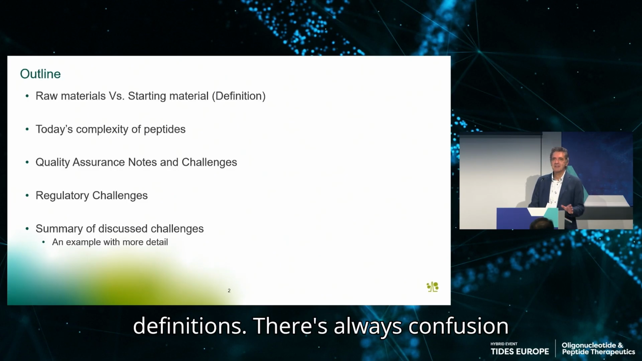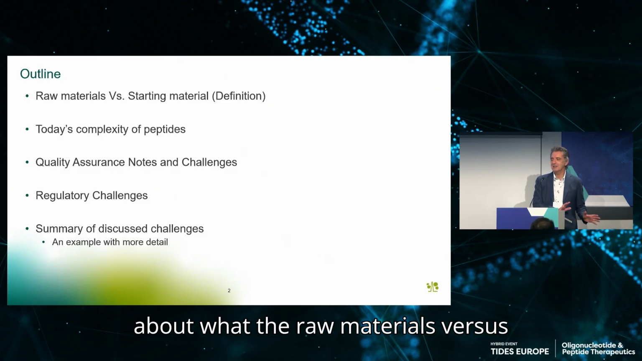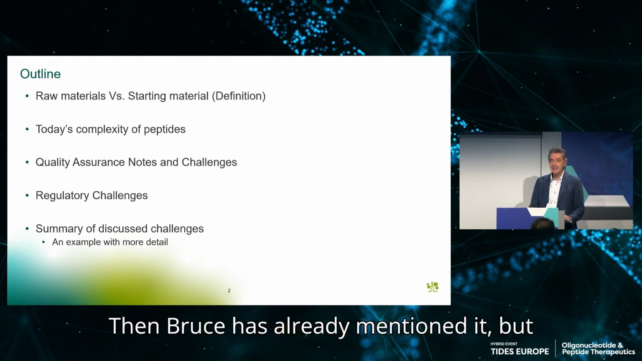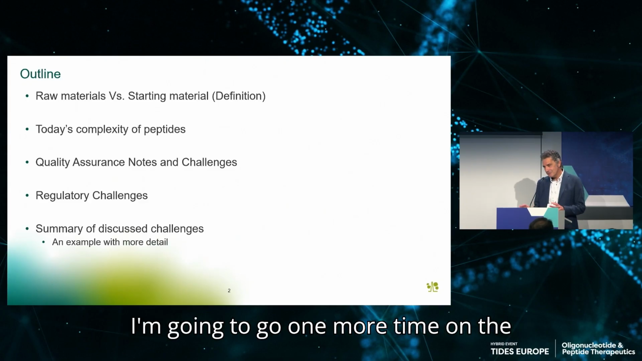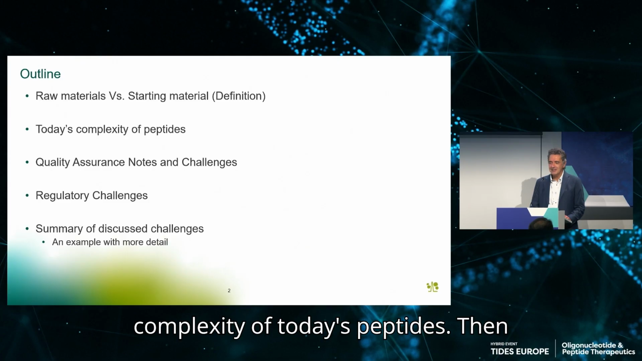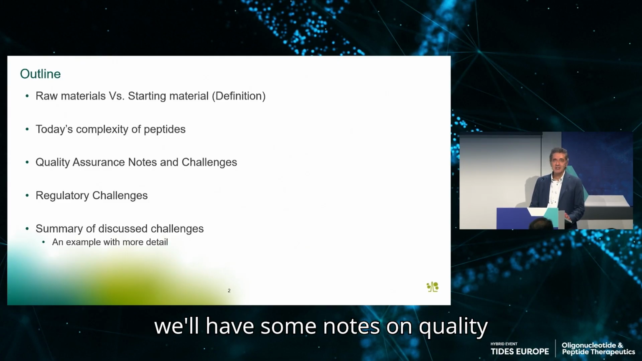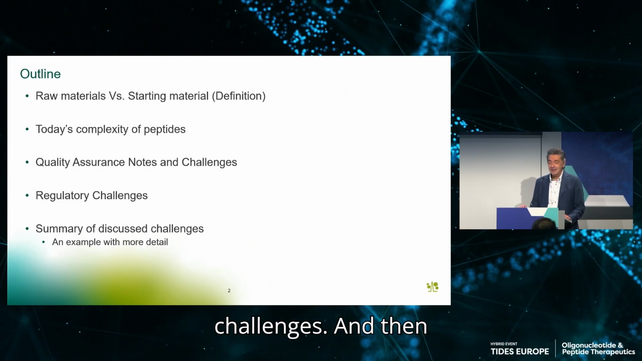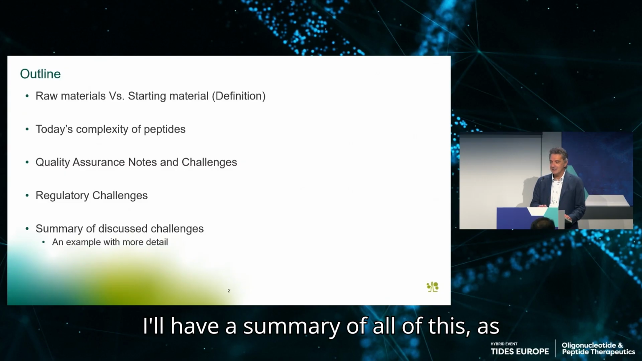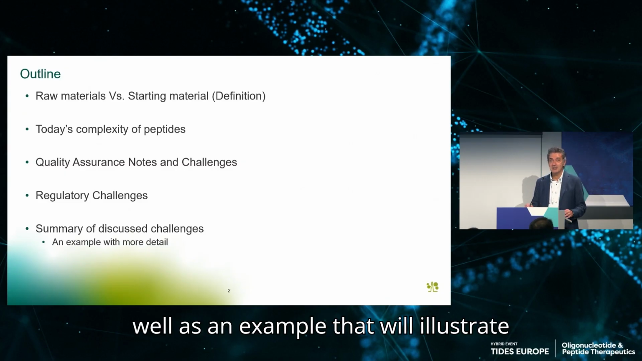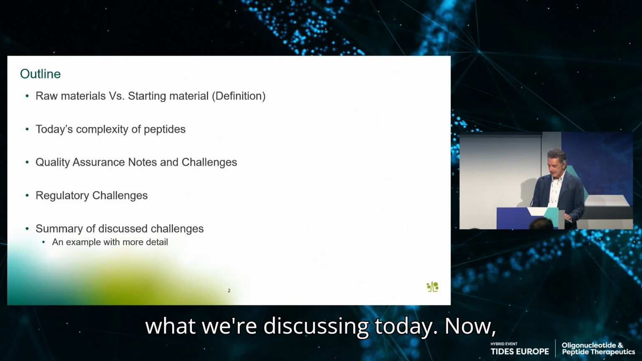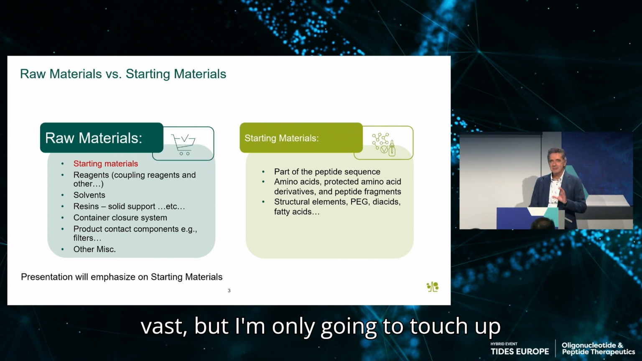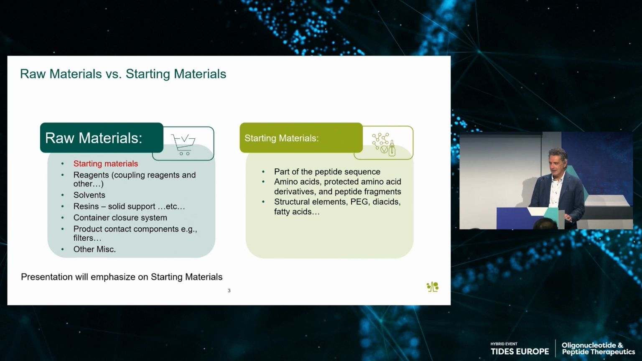First, I want to go over some definitions. There's always confusion about what the raw materials versus starting materials are, and I'm going to go over that in a little bit of detail. Then Bruce has already mentioned it, but I'm going to go one more time on the complexity of today's peptides. Then we'll have some notes on quality assurance as well as regulatory challenges. And then I'll have a summary of all of this as well as an example that will illustrate what we're discussing today. Now, the topic of raw materials is very vast, but I'm only going to touch upon just a small portion of it.